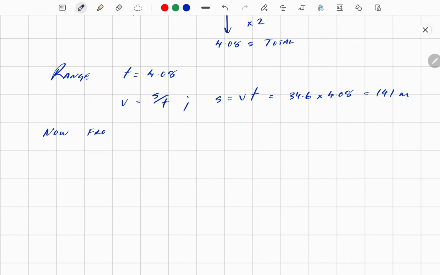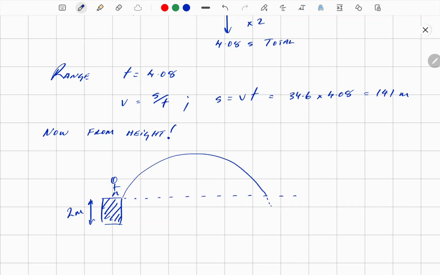Alright, so now we're going to do it if Billy Bob was actually kicking the ball from a height. And the height we're going to choose is a 2 meter height. So he kicks the ball again. However, it's actually going to be travelling further, as indicated by the dotted line here.